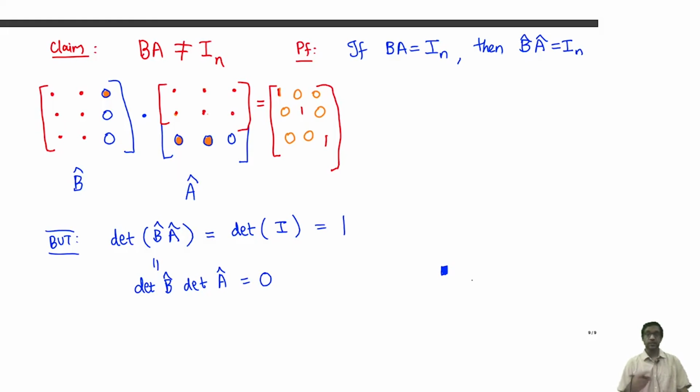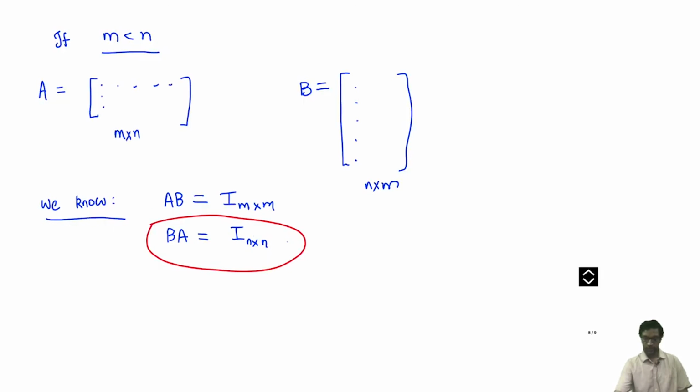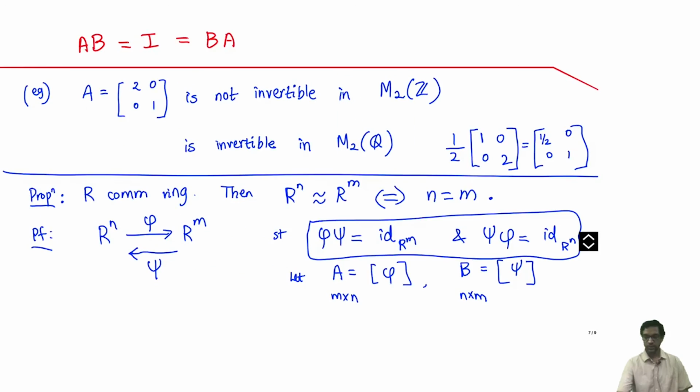Observe, by the way, in this case that AB could be identity. If you try doing the same proof with AB, you won't be able to construct a contradiction. It's only BA that breaks down. So that's the end of the proof, because we have shown that M less than N gives rise to a contradiction. If N is less than M, then you do the other order. Then you show that AB cannot give you the identity. So this is an important statement.